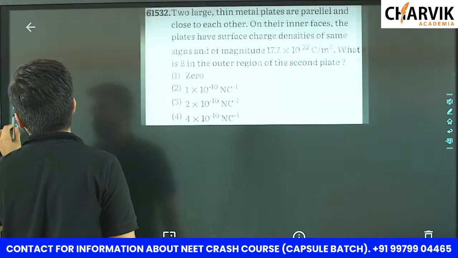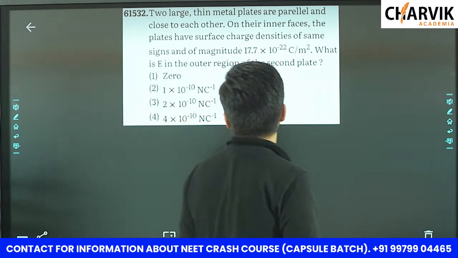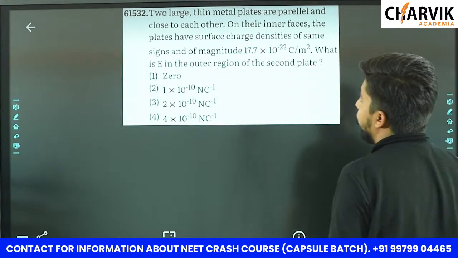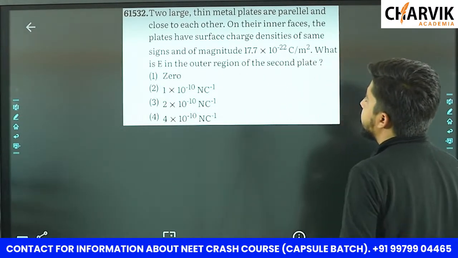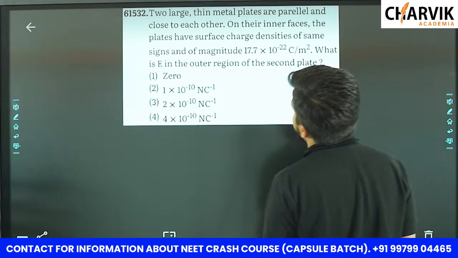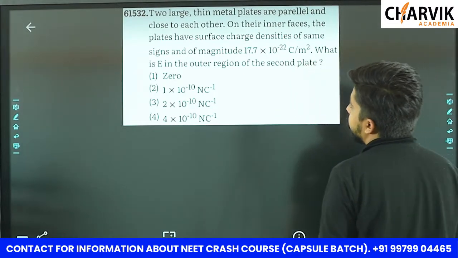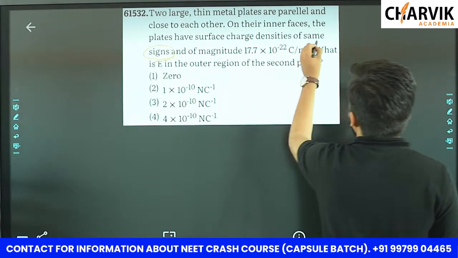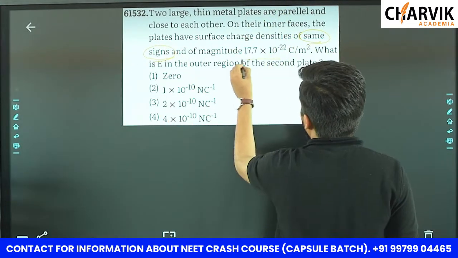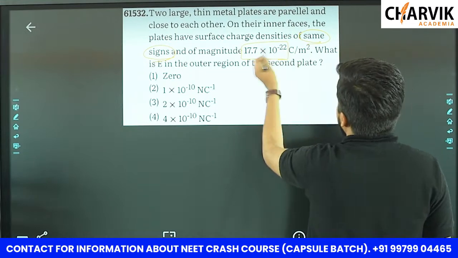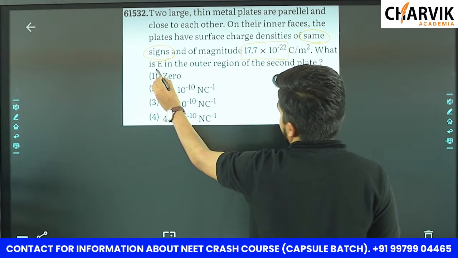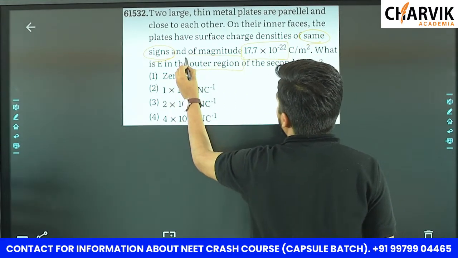Okay, so let us move to the next question. Two large thin metal plates are parallel and close to each other on their inner faces. The plates have a surface charge density of the same sign. This is the important thing. And magnitude of 17.7 into 10 raised to minus 22. What is the E in the outer region of the second plate?